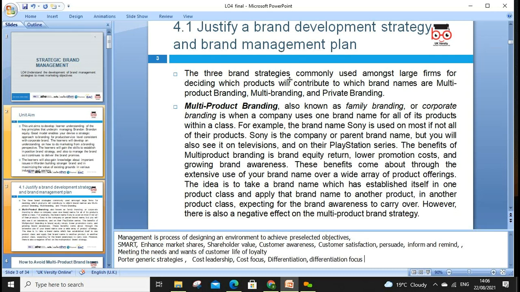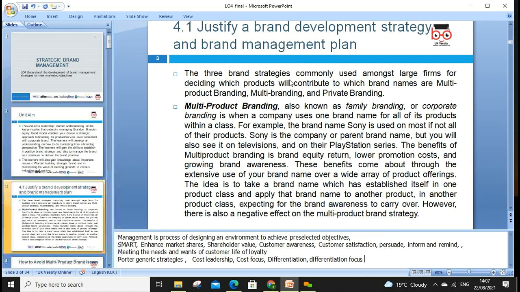Equity means how much shares you have and the return you are getting. If you have £1 million worth of shares, what are you actually getting? Is the brand value increasing or not? Lower promotional cost and growing brand awareness. You're just advertising Sony under Sony, their multiple brands. These benefits come through the existing use of the brand name over a wide array of product offerings. The idea is to take the brand name, which has established itself in a product class, and apply it to another product class, expecting the brand awareness to carry over.